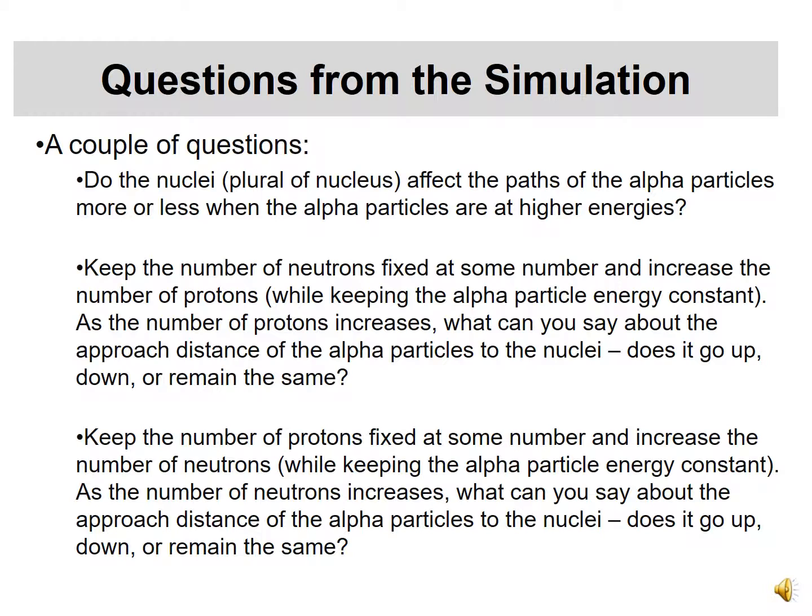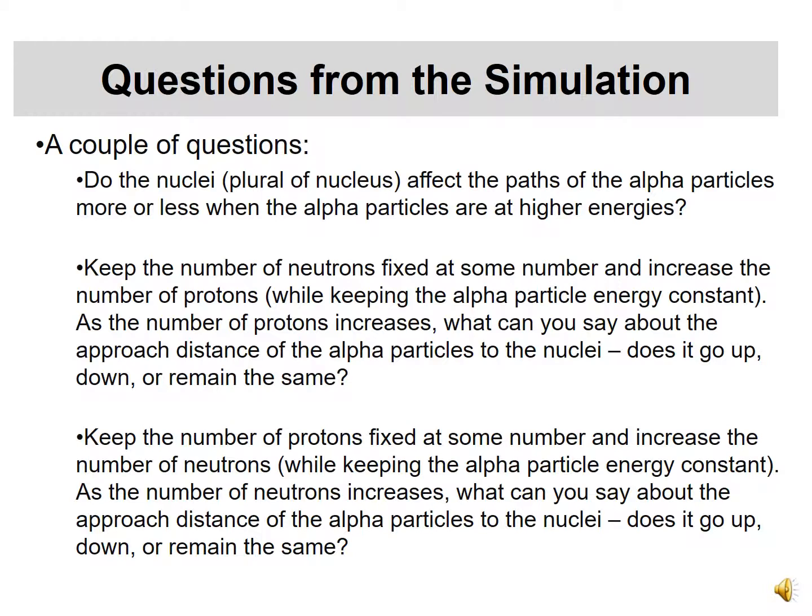Second thing you might look at is keep the number of neutrons fixed. We haven't talked about neutrons much yet, but those are a neutral particle that we've found in the nucleus. They were suspected by the early 1900s, but they weren't actually discovered until 1932. But keep the number of neutrons fixed at some number and increase the number of protons, while keeping the alpha particle energy constant. So we're going to have the same stream of alpha particles coming out. It'll just make larger atoms, with more protons, as we build different elements into that foil.